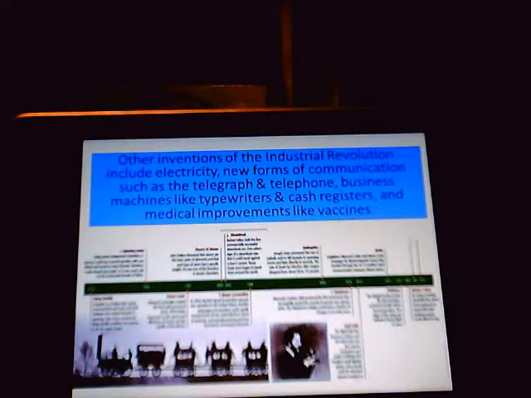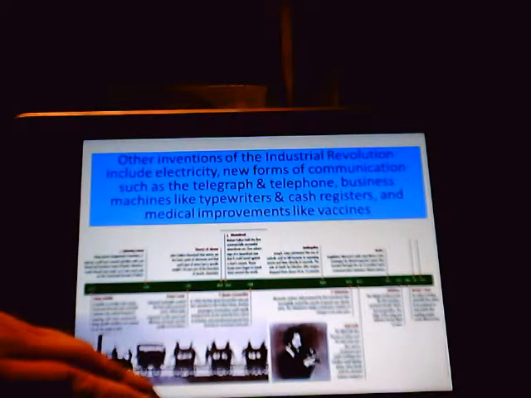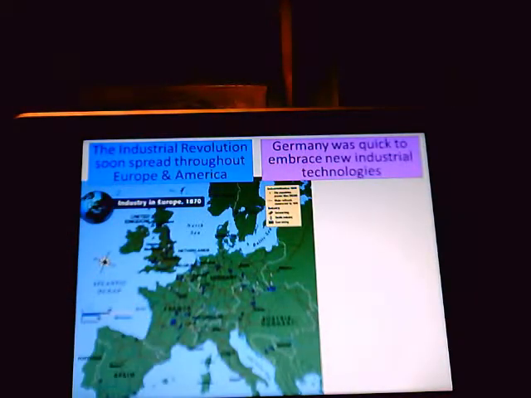Other inventions of the Industrial Revolution included electricity, new forms of communication such as the telegraph and telephone, business machines like typewriters and cash registers, and medical improvements like vaccines. Soon it spread throughout Europe.